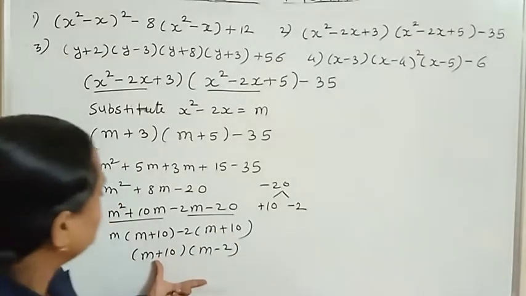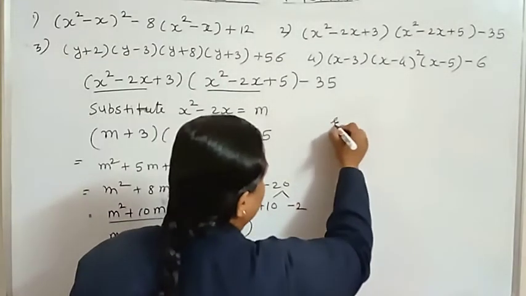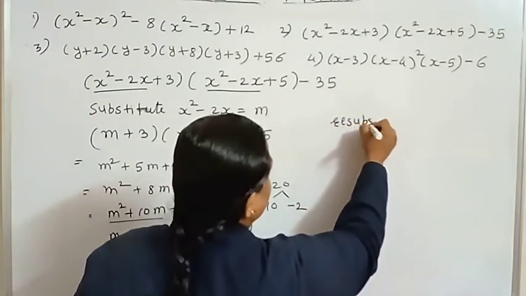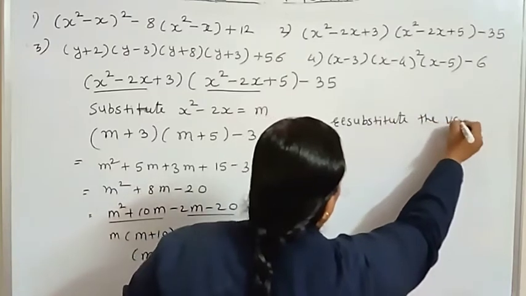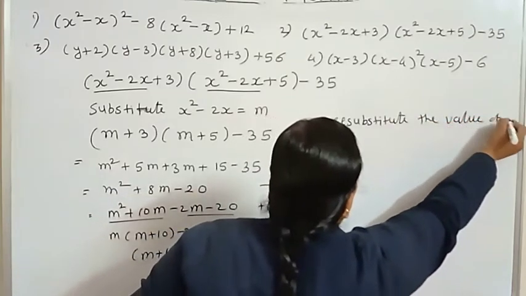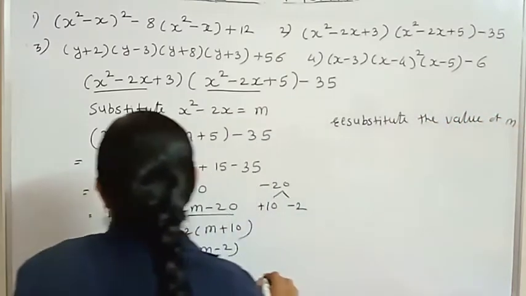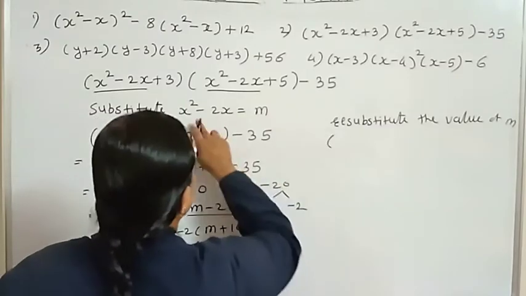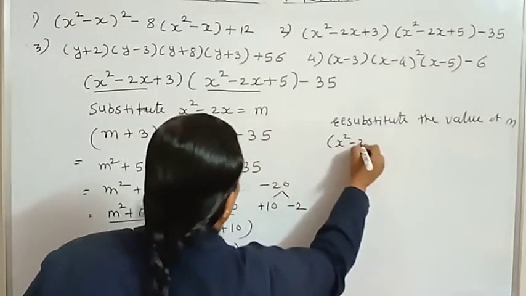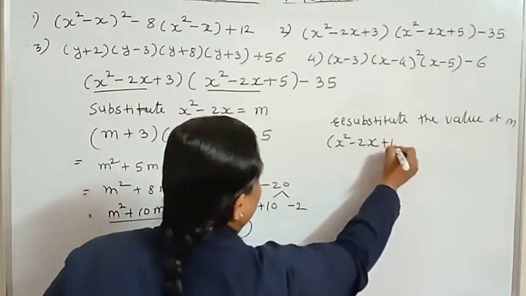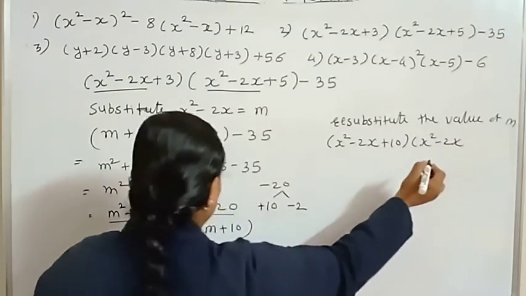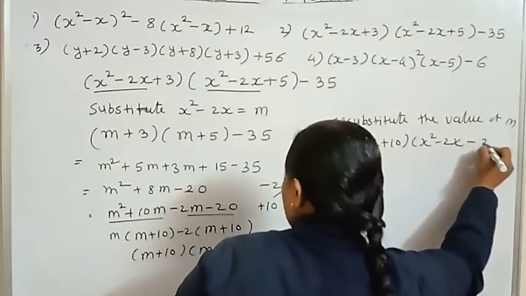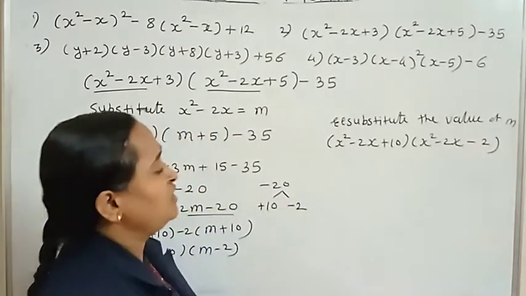Then again you have to resubstitute the value. Resubstitute the value of m. You get: x square minus 2x plus 10, and second, x square minus 2x minus 2. Now we will solve this.